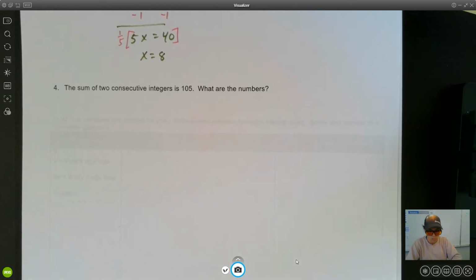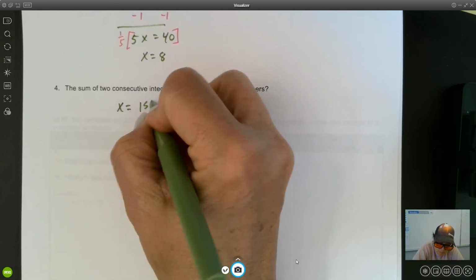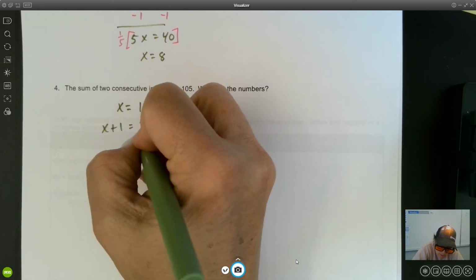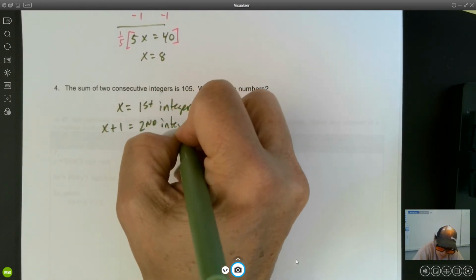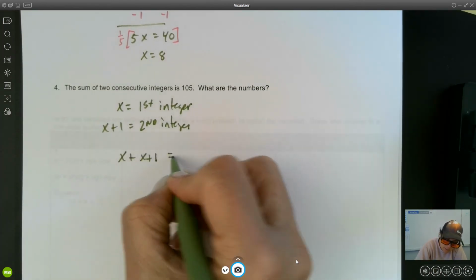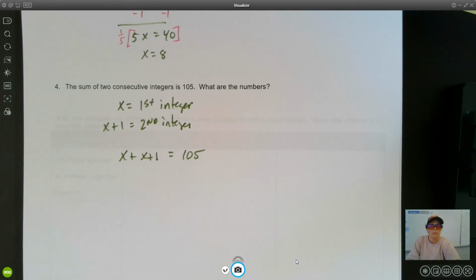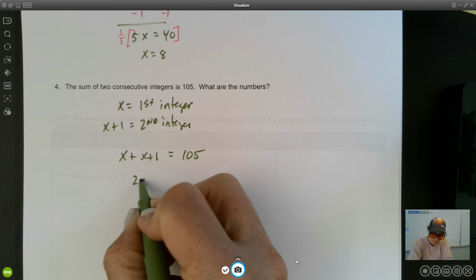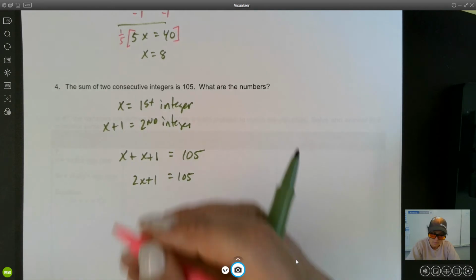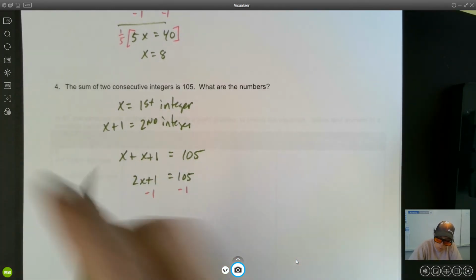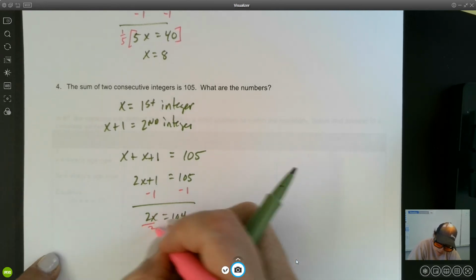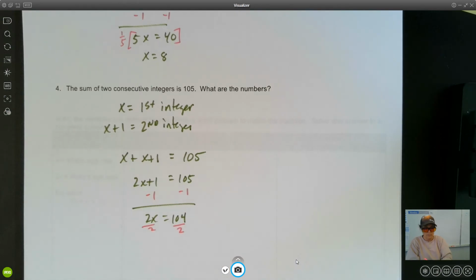Okay, so the first integer is x. The second integer is x plus 1. So the sum of these two, x plus x plus 1, is 105. So 2x plus 1 equals 105. Subtract 1, 2x equals 104. Divide by 2, or take a half. So 52 is the answer.